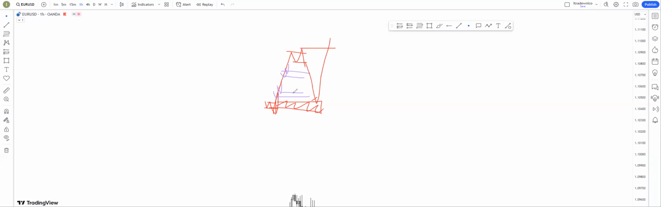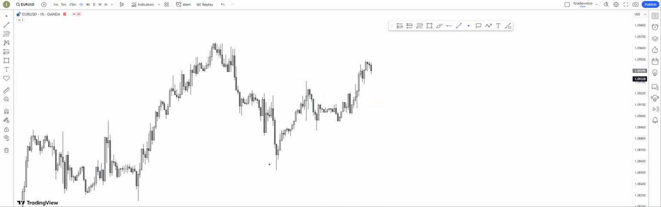But why sometimes does price not come here? I'm going to explain to you why, but we're going to see this in a live example. I'm going to cover all of these per section. Let's say we take it from here.